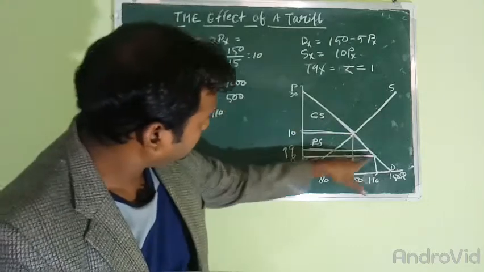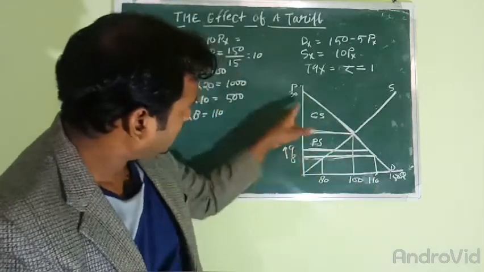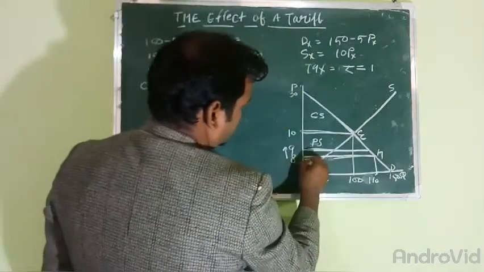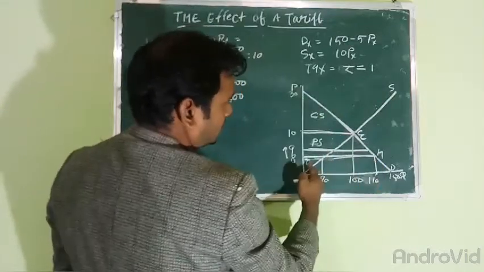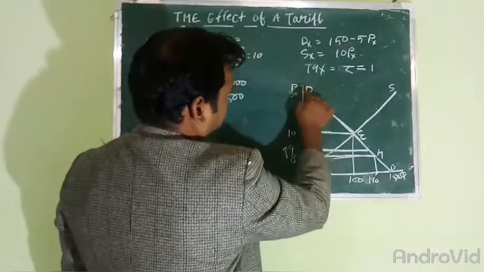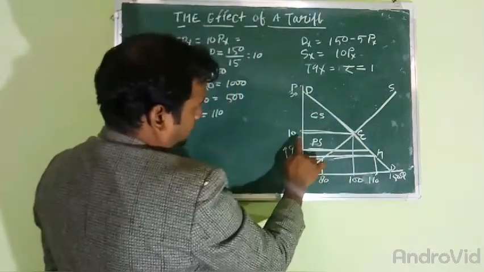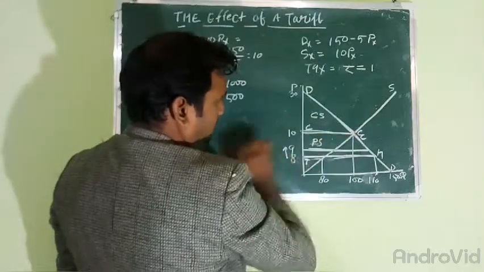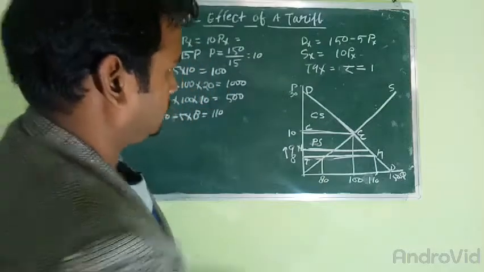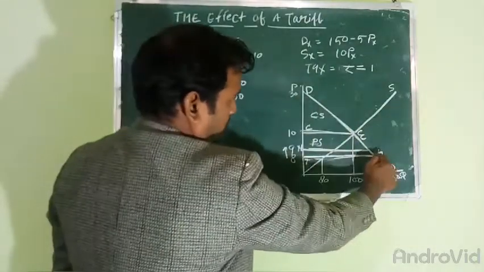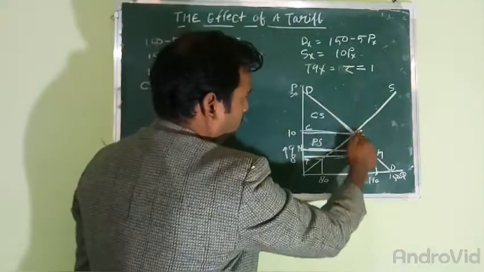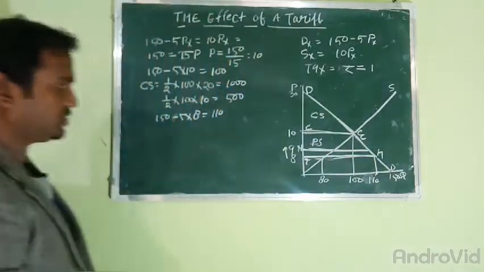Okay, with trade, this area, suppose we can write E, H, T, B, trade, E, P, D, D, E, C. We can mark this area. It means the consumer surplus before trade, after trade, after tax, after the government imposed tax, this consumer surplus reduces.